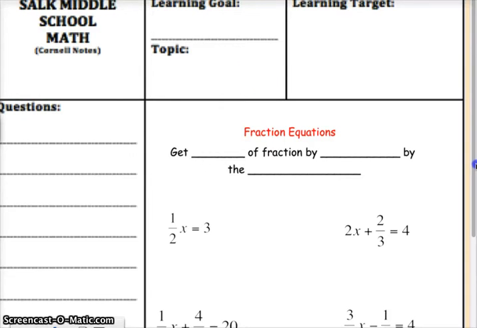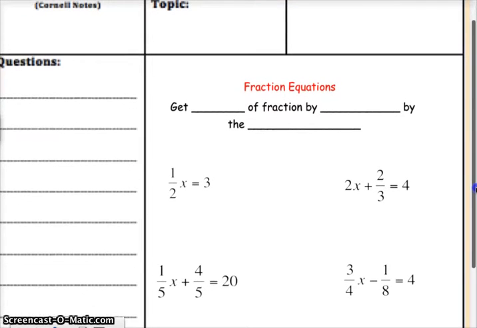Fraction equations is what we're moving to. This is all part of 7.3, so write that down. 7.3. This is actually our second part of 7.3b. The first part is solving decimal equations, utilizing that trick. This is solving fraction equations. We're going to do a trick with fraction equations too.